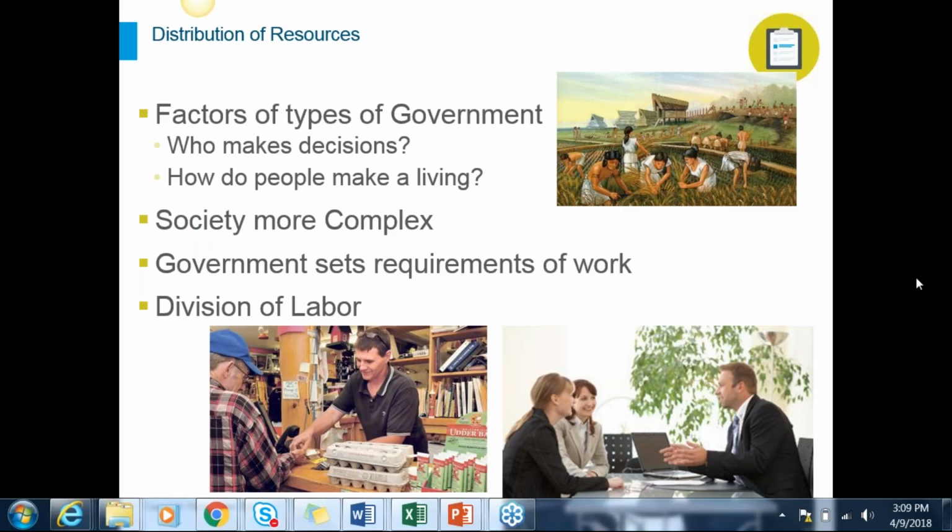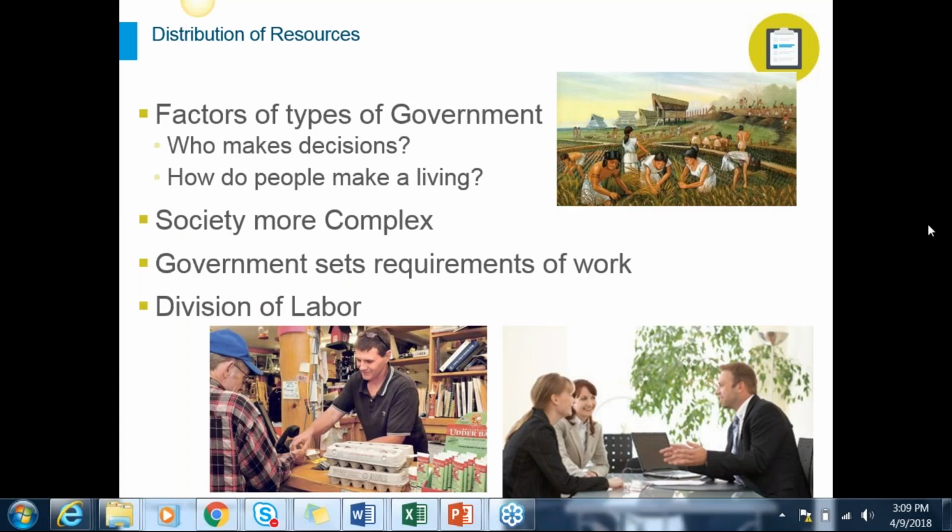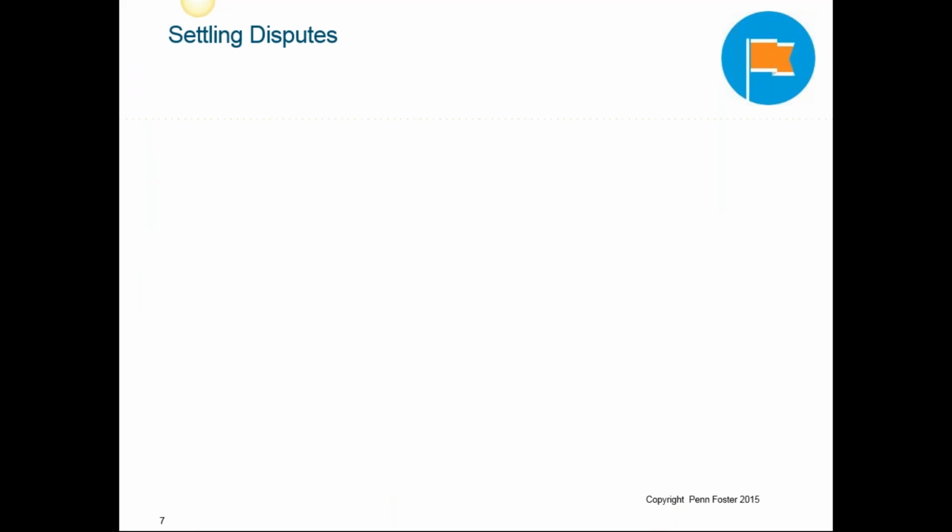Okay, thank you all for taking part in that. You are absolutely correct that it is that people make their living in different ways. So there are different jobs, there are different parts of an economy, parts of what people do as their job within a society. Are there any questions as we move on? No questions so far. As I said, feel free to type them in as we go along.